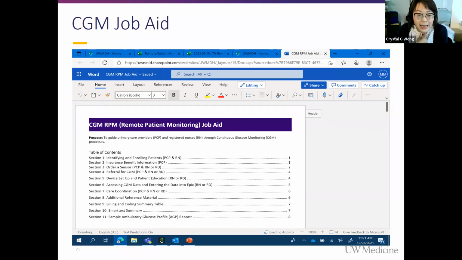And then number 10 is the smart text summary, just so you can remember all of those smart text names that just roll off the tongue. I would say that is feedback we've received from some of the clinics. And I just apologize, there are literally a million smart texts in Epic. You have to name it something very unique. Otherwise, there's just going to be 20 other smart texts that are too similar.